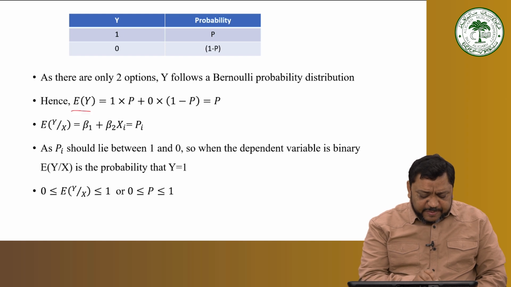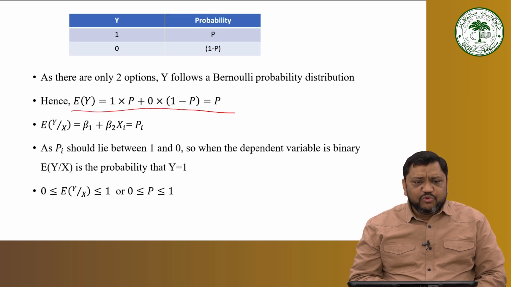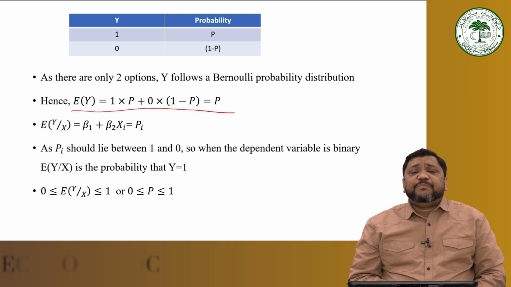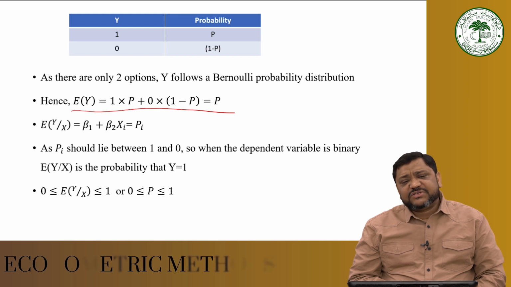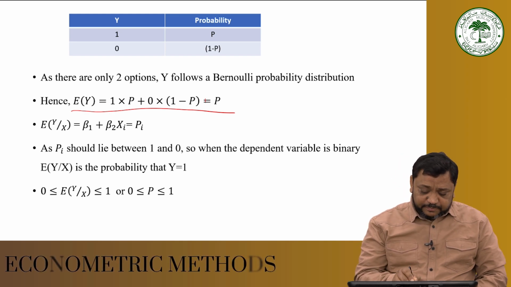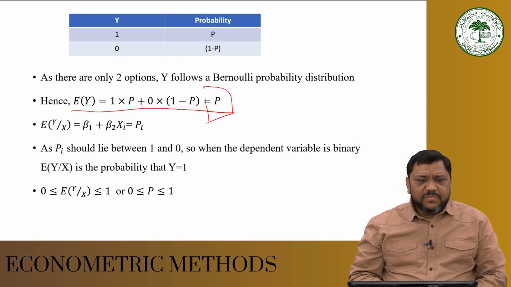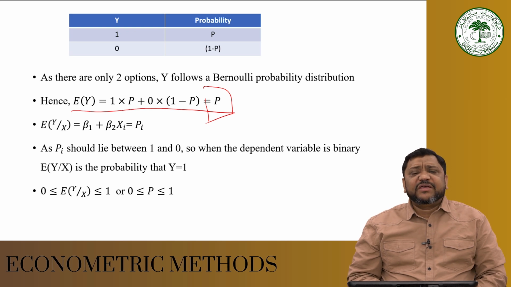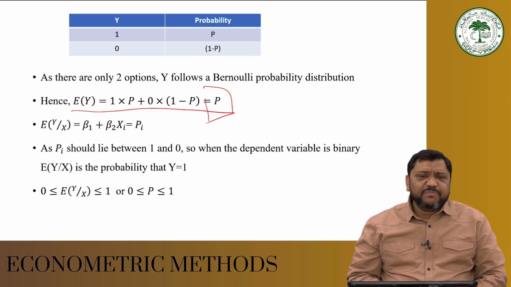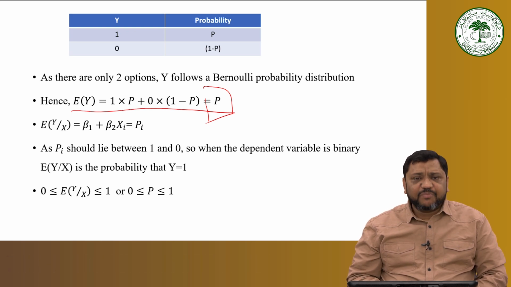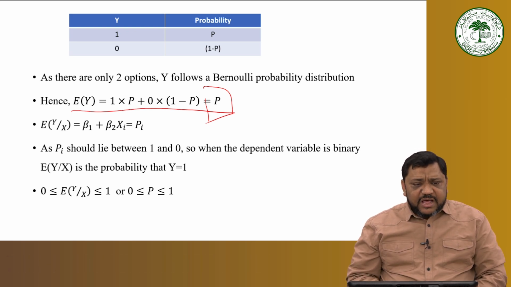So here, the expected value of y is equal to 1 multiplied by the probability of success p, plus 0 into (1 minus p), where 1 minus p is the probability of failure, which is equal to p. Expected value of y given x is equal to beta 1 plus beta 2 xi, which is equal to pi, the probability of having a car, or probability of success.